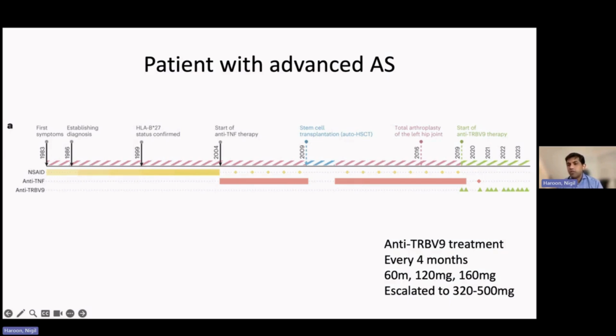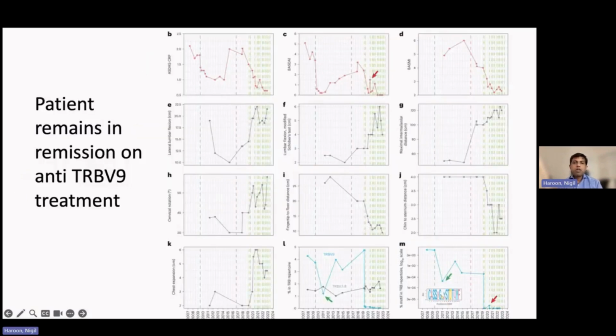Fast forward to 2016, hip disease was really troublesome. He got a hip joint arthroplasty, and then fast forward another 3 years, this anti-TRV beta 9 monoclonal antibody became available in his location, and he became a subject. In 2019, he received the antibody first and with increasing doses subsequently up to 2023 when the publication was done. For 4 years, the patient received this antibody against the T cell. Okay, this is what happened.